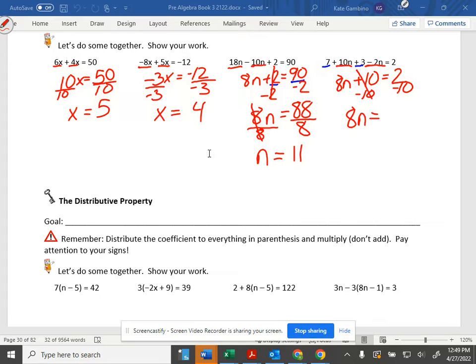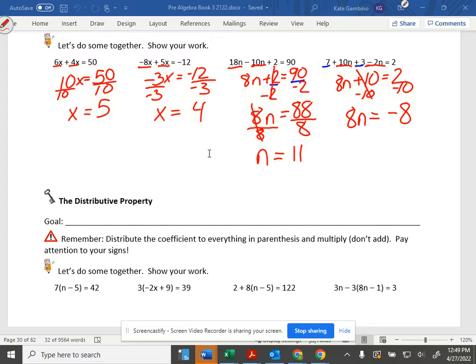equals, plus 10 minus 10 gives me a 0. 2 minus 10. Negative 8. It's important we remember those positive and negative signs. So if it's 2 minus 10, we dip down into the negative numbers. So now I have 8n equals negative 8.